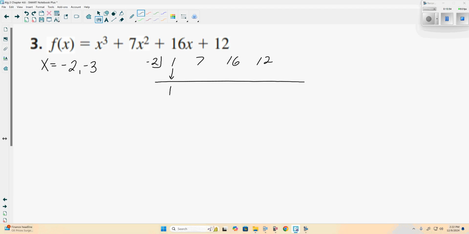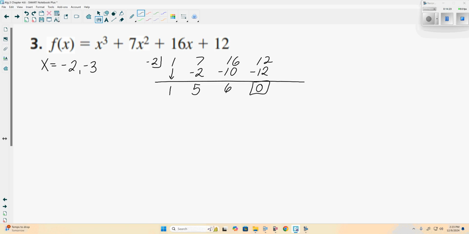So we'll do this again. -2 times 1 is -2. 7 plus -2 is 5. -2 times 5 is -10. 16 plus -10 is 6. -2 times 6 is -12. And 12 plus -12 is 0. Now at this point here, if we wanted to stop and plug the variables back in and solve the quadratic, we can.